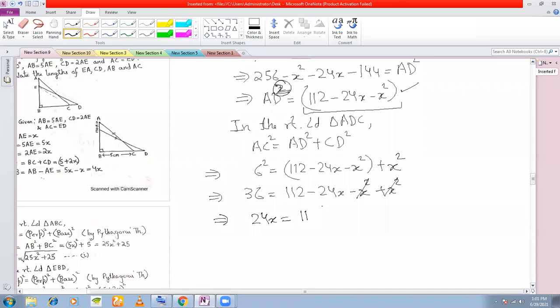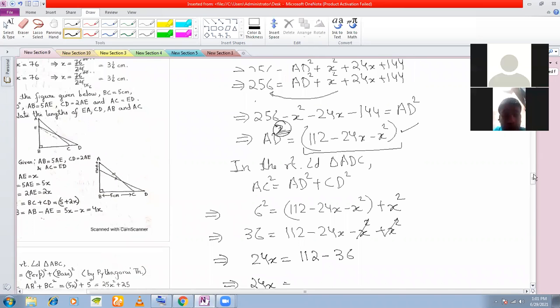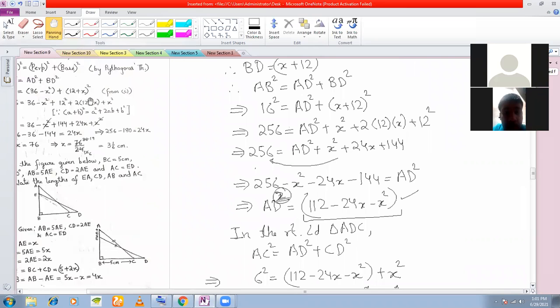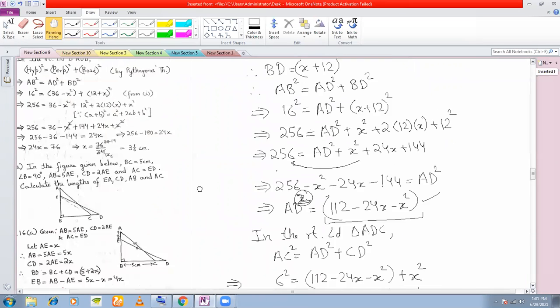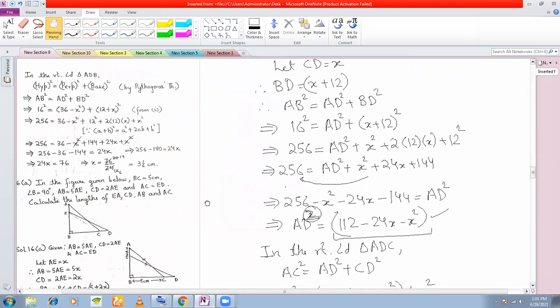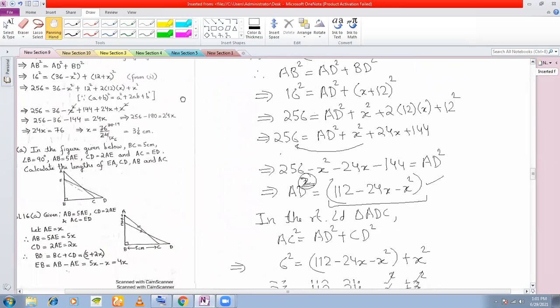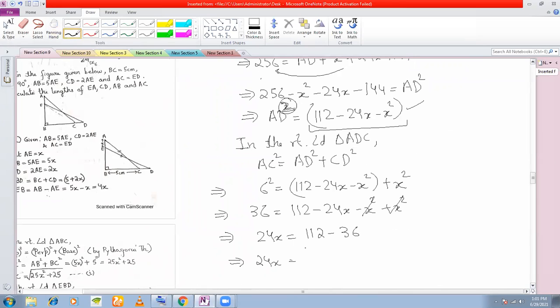So these two cancel. So you get 112 minus 36. So this 24x you get as 112 minus 36, which is 76, right?